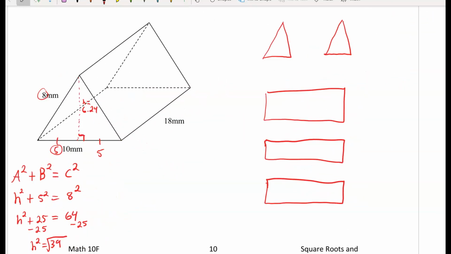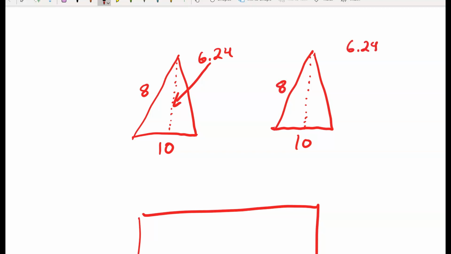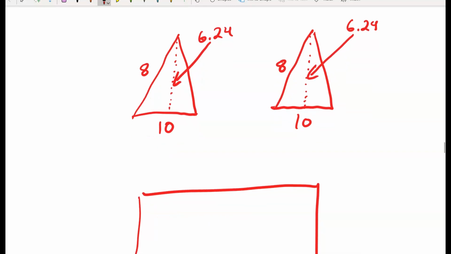Once we have this, we can lay out our triangles. So we have our triangle here and here, and we have 10 across the bottom, a hypotenuse of 8, and a height of 6.24. Now I'm just going to write this on the side and then draw an arrow into there. Again, 10, 8, and 6.24, and then drawing an arrow to show where it goes.